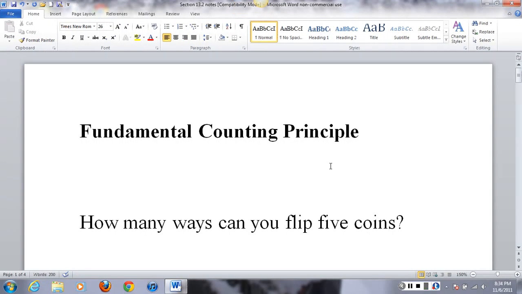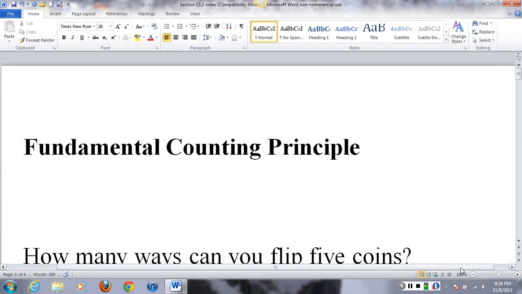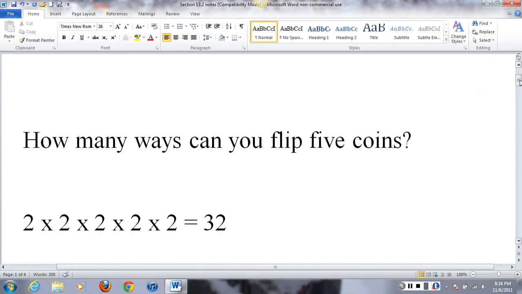So a couple of examples. How many ways can you flip 5 coins? We consider each flip a particular event. Each time we have 2 choices, heads or tails. So 2 times 2 times 2 times 2 times 2 is 32.